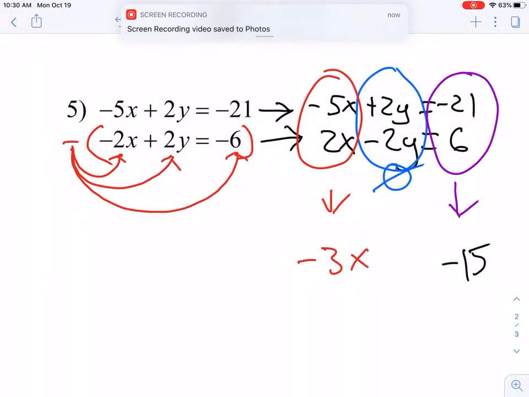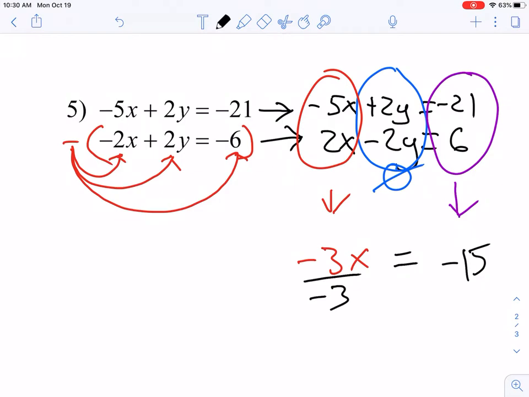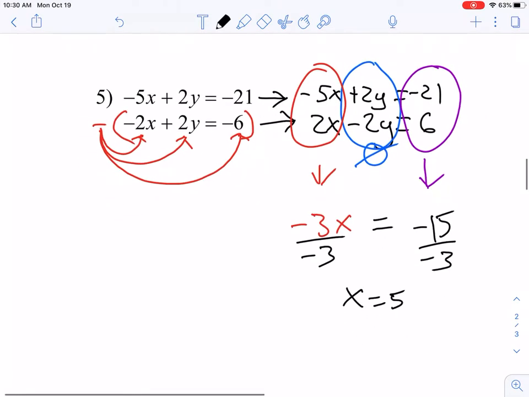And I learned that I can't click that button. So now we are hitting equals and dividing -3 to both sides, and x equals +5.